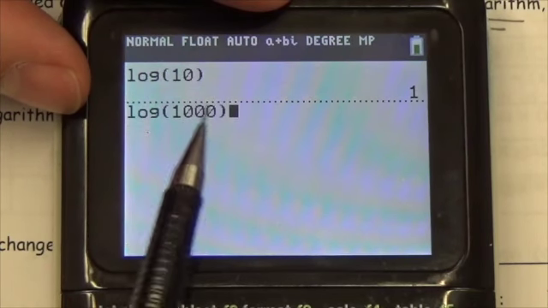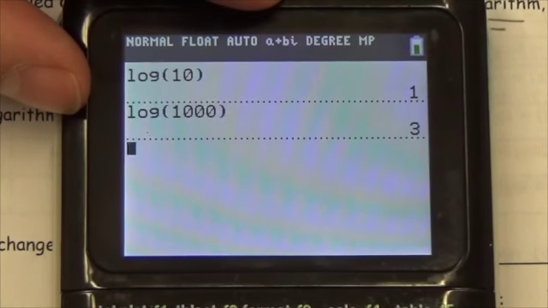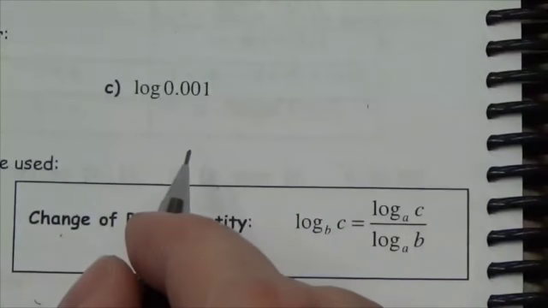10 to what exponent is 1,000? Well, 10 cubed. So this should be 3. And there it is. So this is equal to 3. Okay, so now let's take a quick look at this one right here.